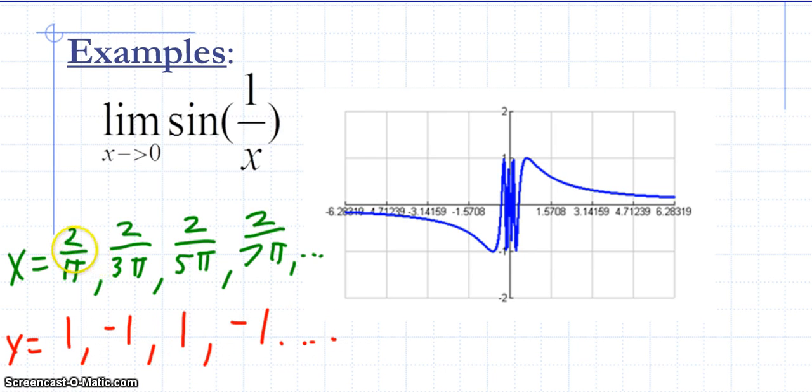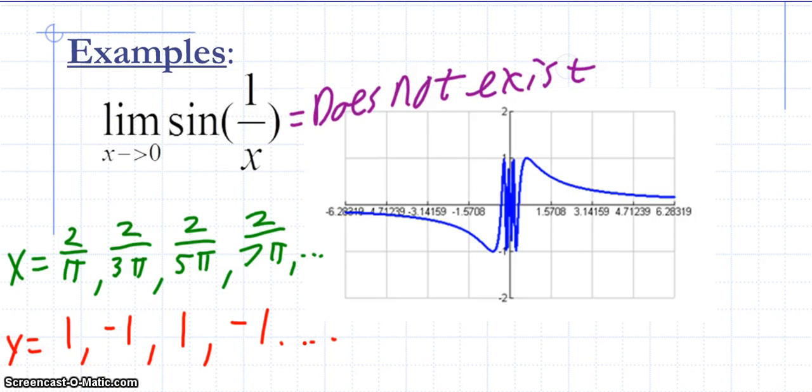These values, 2 over pi, 2 over 3 pi, 2 over 5 pi, 2 over 7 pi, are getting close to 0 from the right-hand side. You should hopefully be able to understand that I could also do this from the left-hand side using negative 2 over pi, negative 2 over 3 pi, negative 2 over 5 pi, negative 2 over 7 pi. It's going to follow the same pattern, that basically the numbers are going to keep jumping between 1 and negative 1. What does that tell me? That is telling me that the limit does not exist. And that's kind of what I see going on in this graph here.